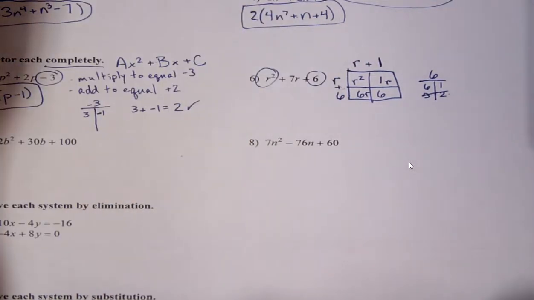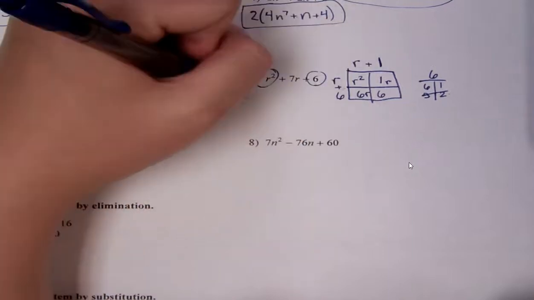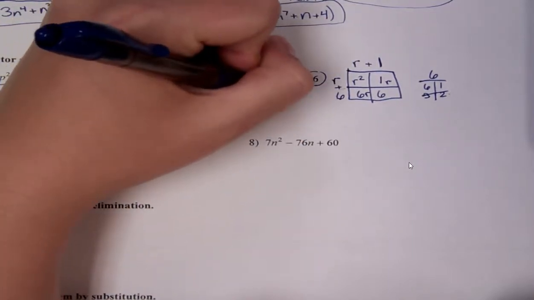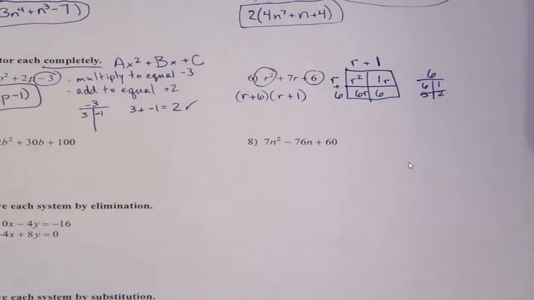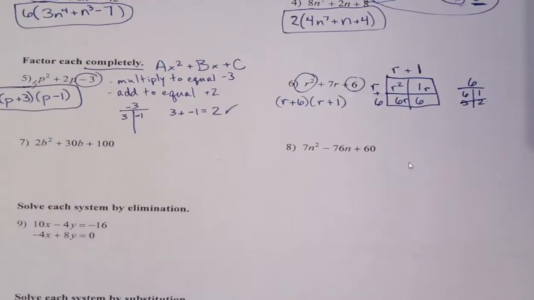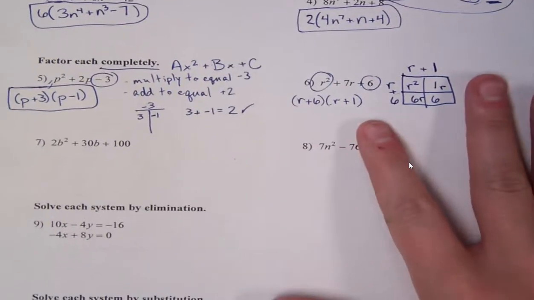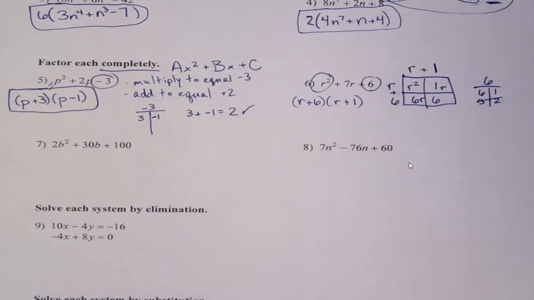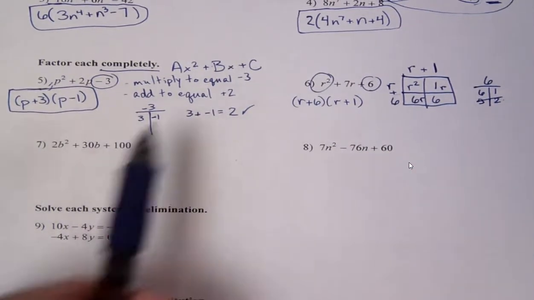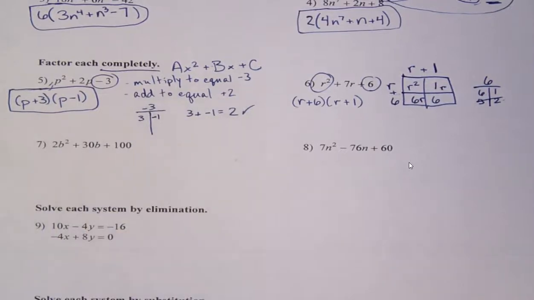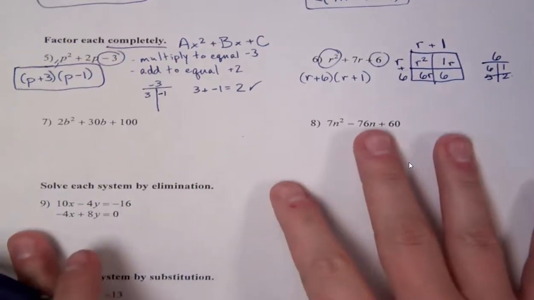So you can use r plus 6 and r plus 1. So it's the same idea as what we did over here on number 5. Honestly, you can do either one. They're both correct. They're just different ways to approach it. They're very similar. But just decide, do you like the box method better, or do you like to just find numbers that multiply and numbers that add and fill them in? Okay, it's up to you, however you want to approach it.